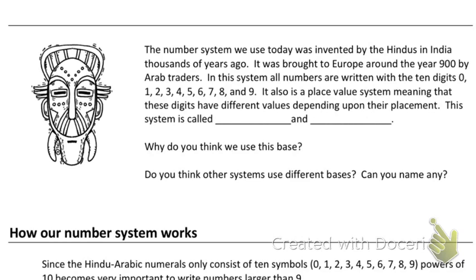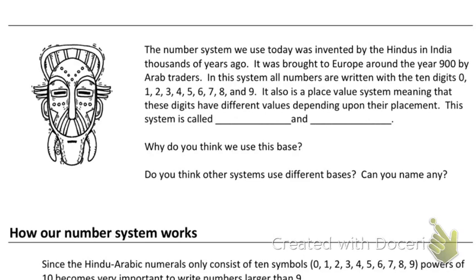So we're going to start off with the number system we use today was invented by the Hindus in India thousands of years ago. So our system is not brand new by any means. It was brought to Europe around the year 900 by Arab traders. Why do you think it was brought about by traders? The Silk Road. Okay. But why would specifically traders bring numbers with them? Oh. Yeah. When they trade goods, they trade cultures.